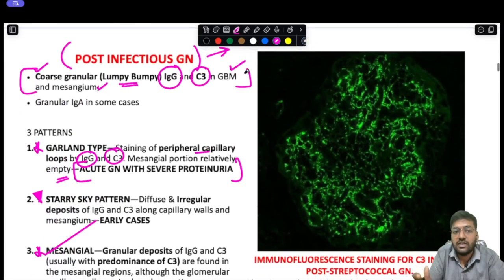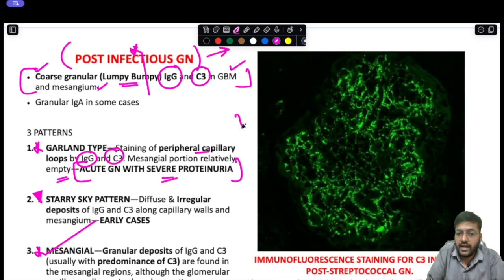And in which stage do you see this? You see it in the acute stage, acute glomerular nephritis. When the post-infectious glomerular nephritis is in the acute stage and there is severe proteinuria, in that situation you see the garland type.